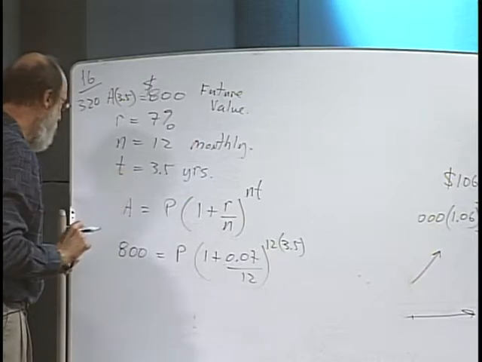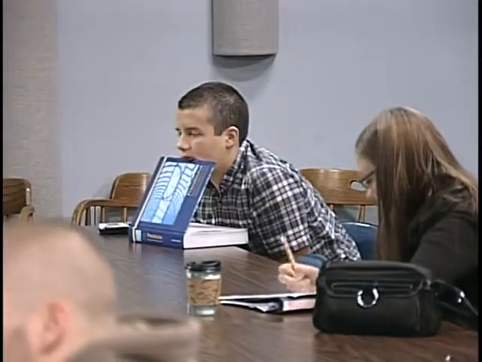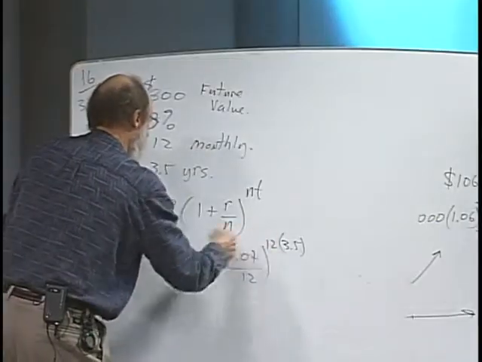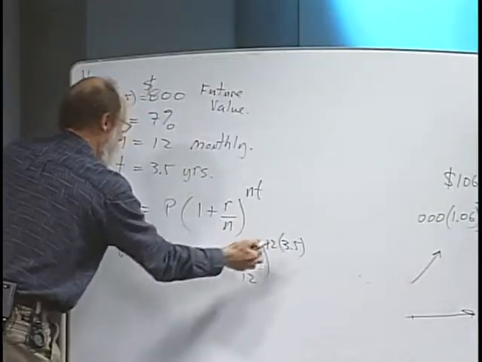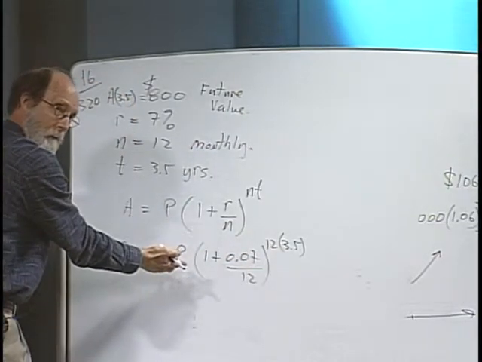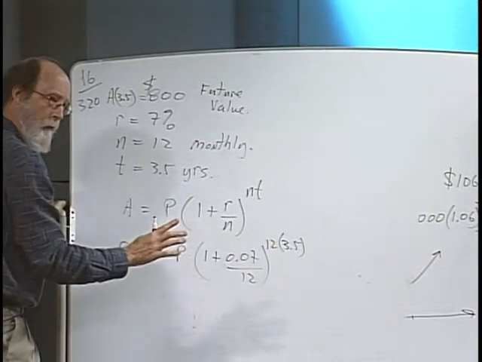Now I want to show you a little something before we continue with the problem. You can see your unknown in here is simply P. So all we have to do is get this number and then divide this number into the 800, and we'll end up with the value, right? Okay, so that's a pretty easy calculation.